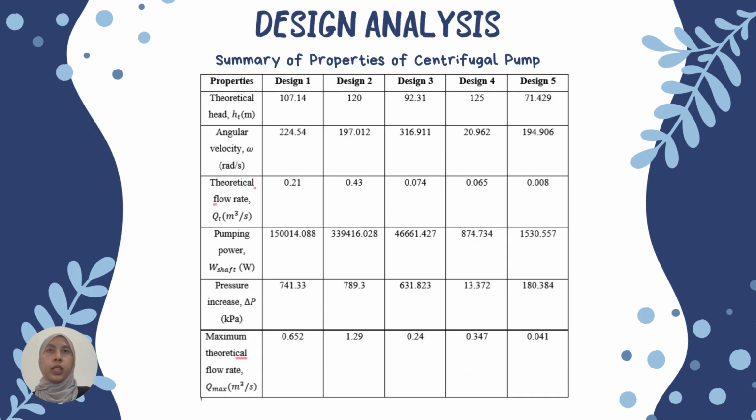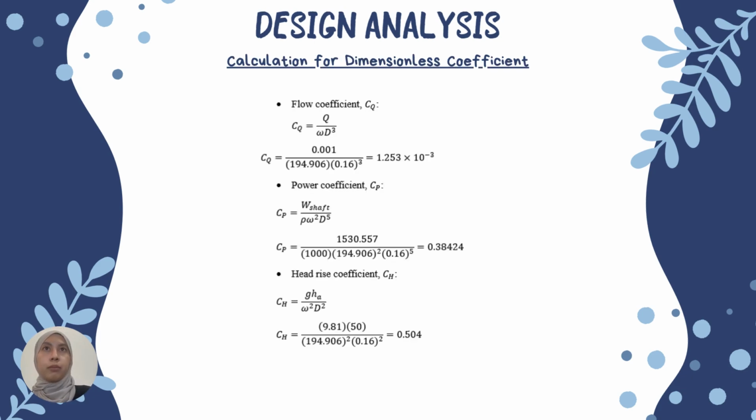This is the summary table of the properties that we chose. These are the summaries of all the calculations for theoretical head, angular velocity, theoretical flow rate, pumping power, pressure increase, and maximum theoretical flow rate. Moving on to the calculation of dimensionless coefficients. These are the formulas that we are using: flow coefficient, power coefficient, and head rise coefficient.